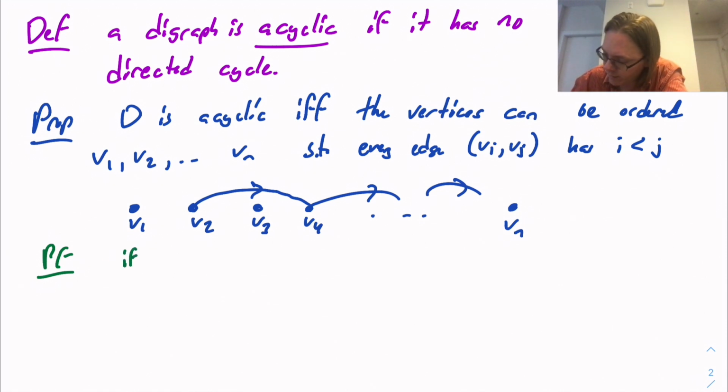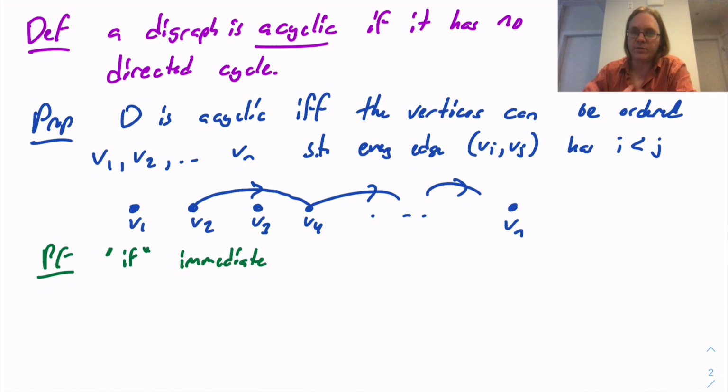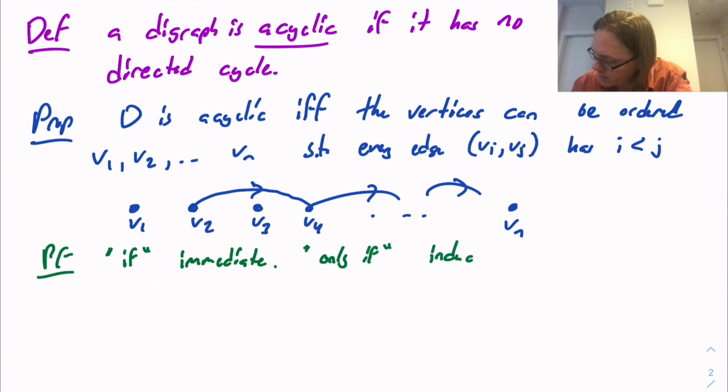So the if direction is, I'll just say, immediate. Again, if you can order the vertices like this, it's very clear that you do not have a directed cycle, because if you start at a vertex and start walking out from that vertex along an edge, you will only go to the right in this graph, and you can never get back to where you started. So the if direction is just that. For the only if direction, we're going to go by induction on the number of vertices.